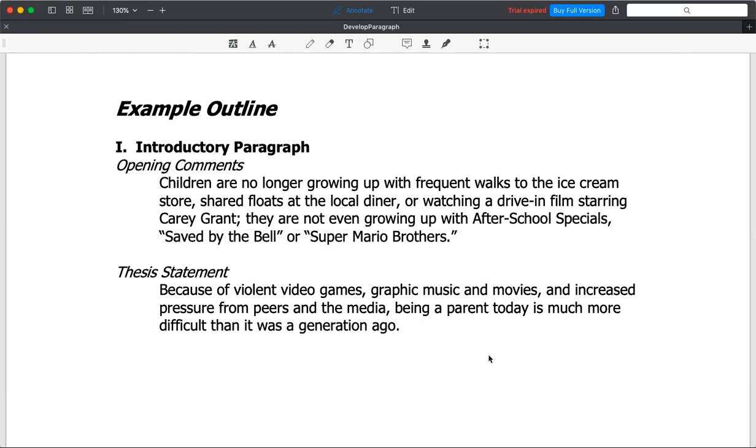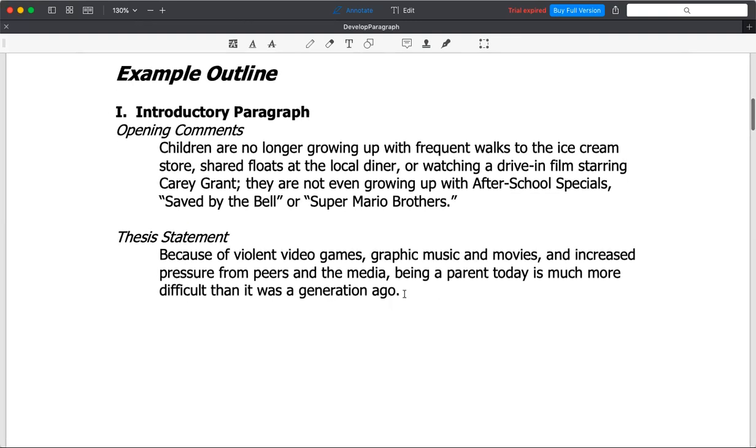So an example of an introductory paragraph, an opening comment, I would say: children are no longer growing up with frequent walks to the ice cream store, shared floats at the local diner, or watching a drive-in film starring Cary Grant. They're not even growing up with after-school specials, Saved by the Bell, or Super Mario Brothers. So I catch the attention of the audience with this specific remark or statement that I make. So the attention grabber is the first sentence in your introductory paragraph.